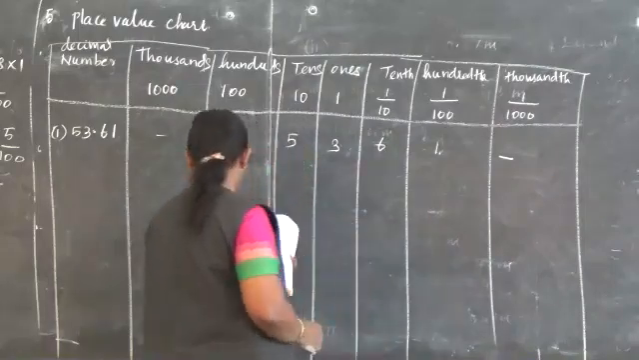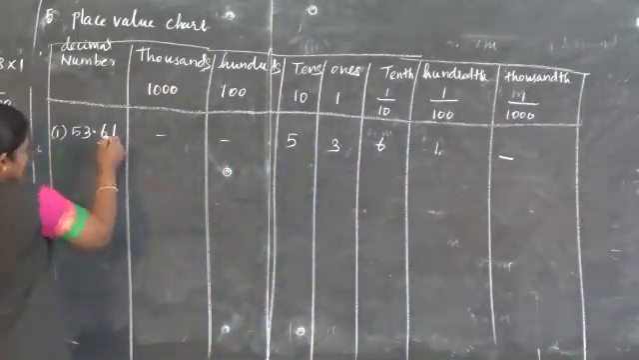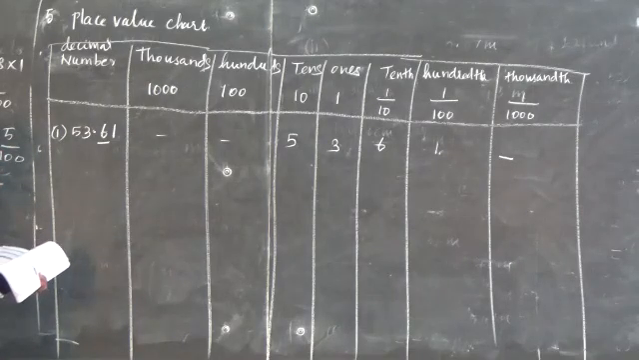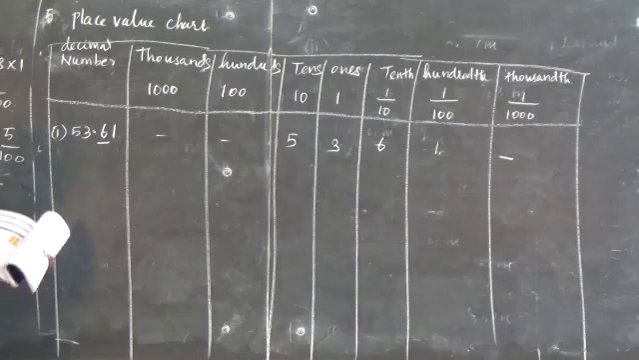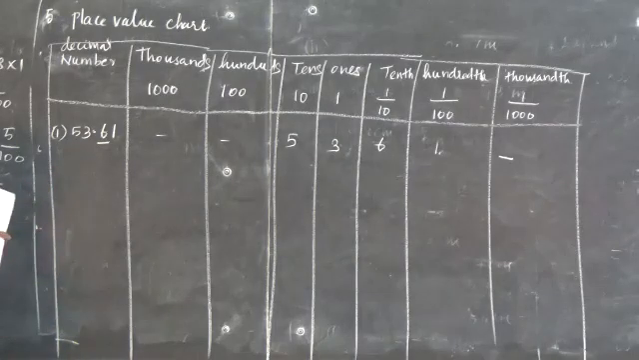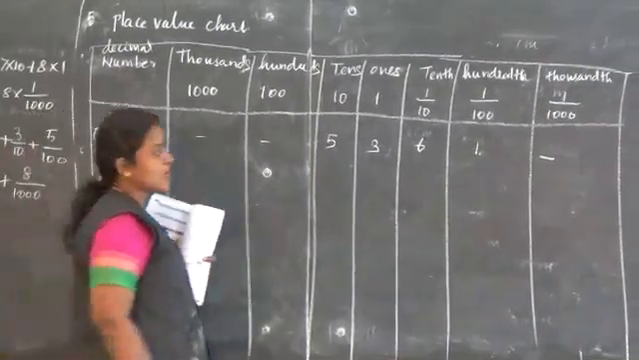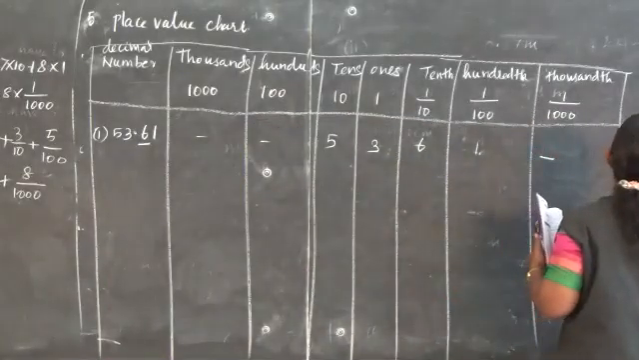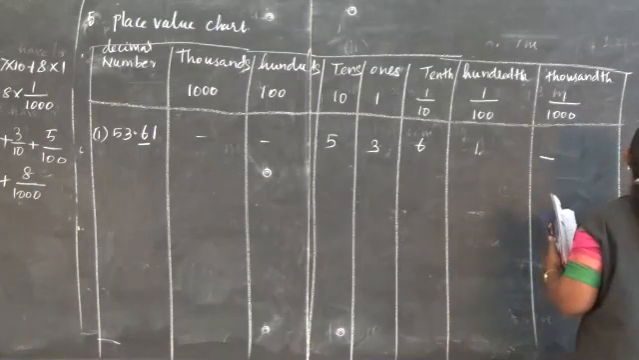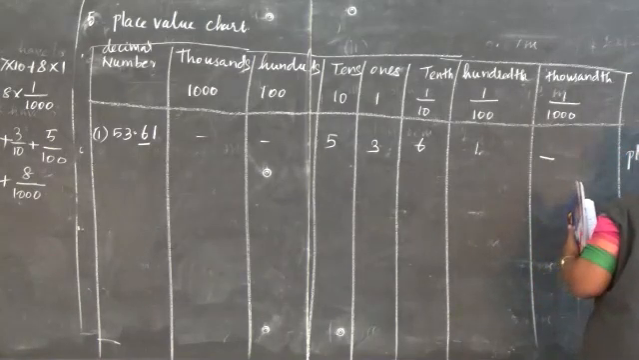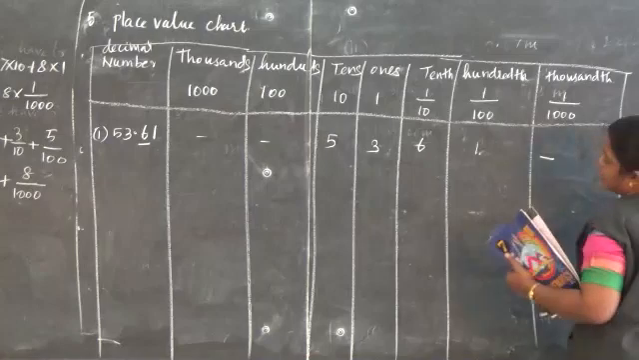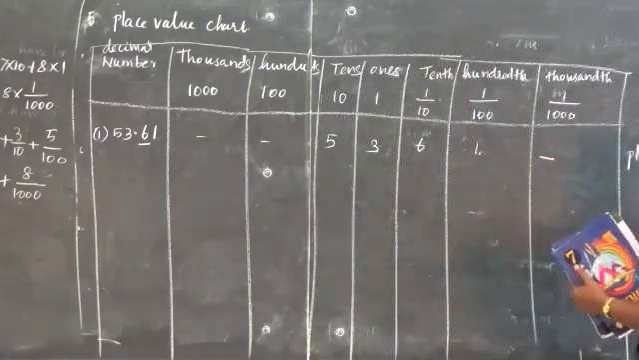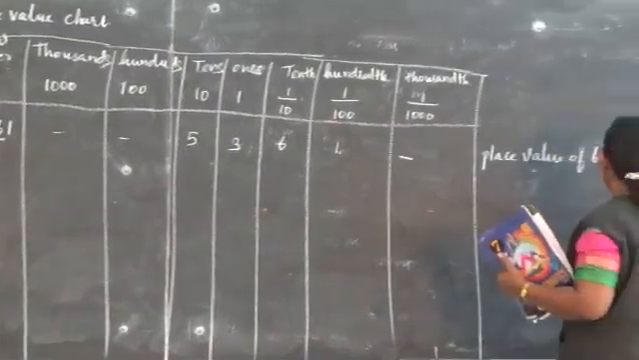What is the underlined digit given to us? Here 6 is the underlined digit. What about the place value of 6? Where are we writing that 6? Tenths place. So what is the place value? Place value of 6 equals 6 into 1 by 10. Where are we writing the 6? Tenths place, 1 by 10. So 6 into 1 by 10, that is equal to 6 by 10.